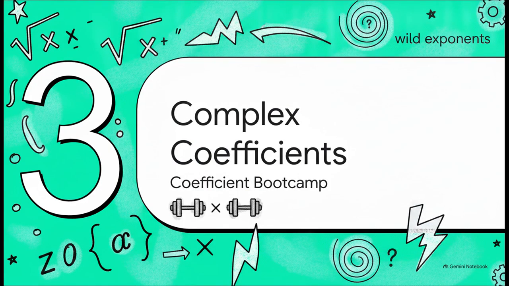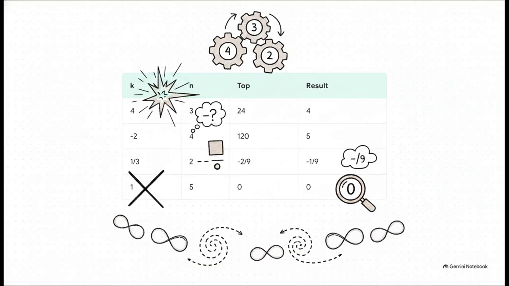Let's jump into part 3, calculating complex coefficients. Welcome to Coefficient Bootcamp. We've got this powerful new formula, but we need to prove to ourselves that it really works for these wild exponents. Let's take a standard integer first. k is 4, n is 3. The numerator is 4 times 3 times 2 divided by 3 factorial, which is 6, giving us exactly 4.